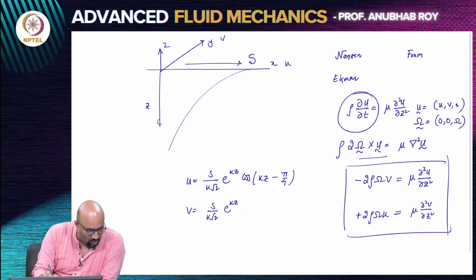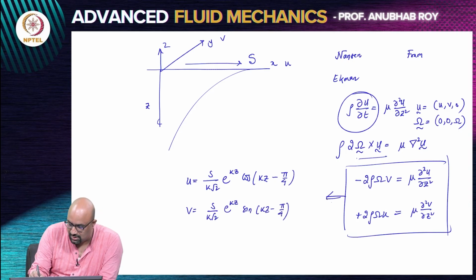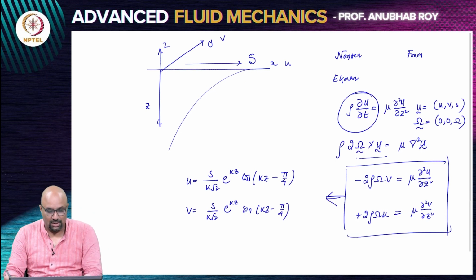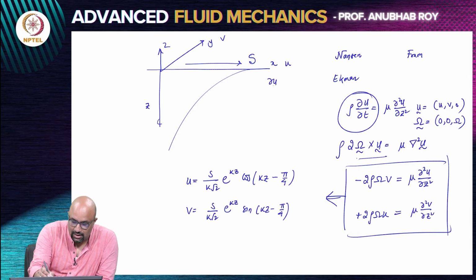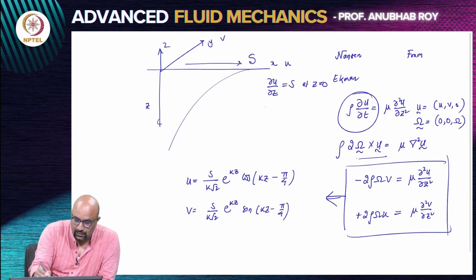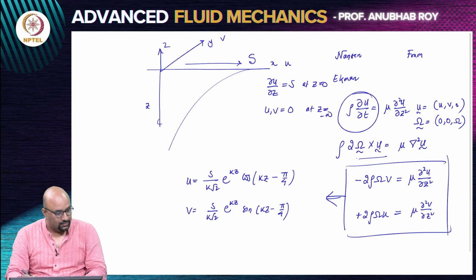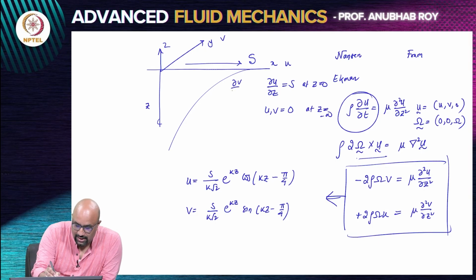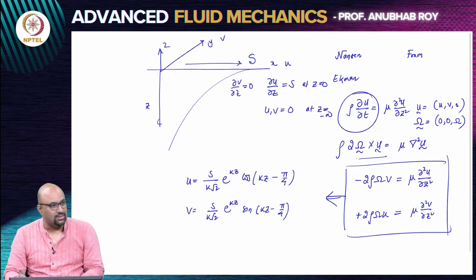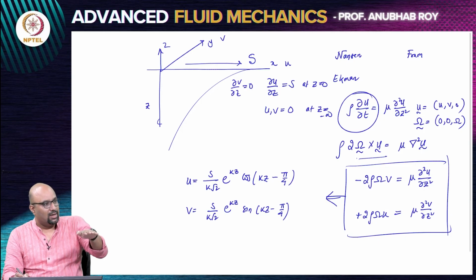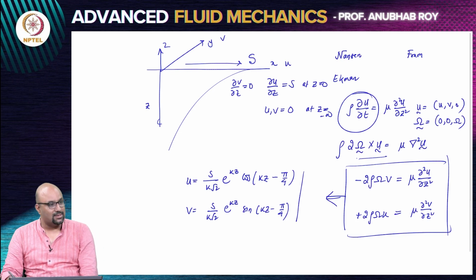Z is negative. So, you apply the same set of boundary conditions. Once you solve this set of linear differential equations with the boundary condition that ∂u/∂z is equal to S at z equals 0, and u and v both go to 0 as z approaches minus infinity, and ∂v/∂z is equal to 0 at z equals 0. So you are applying a stress at the top, the velocity dies down at infinity, solve the governing equations, you will observe something like this.